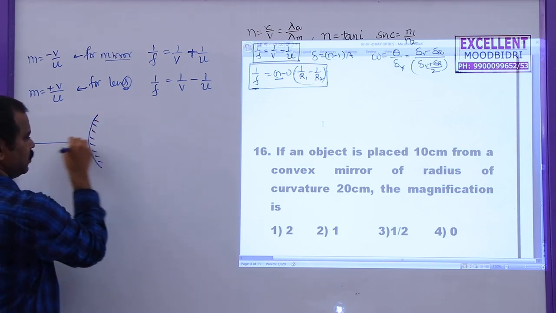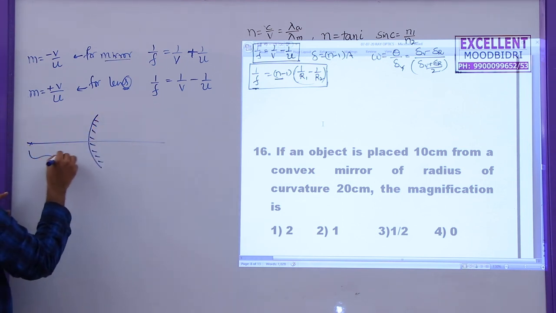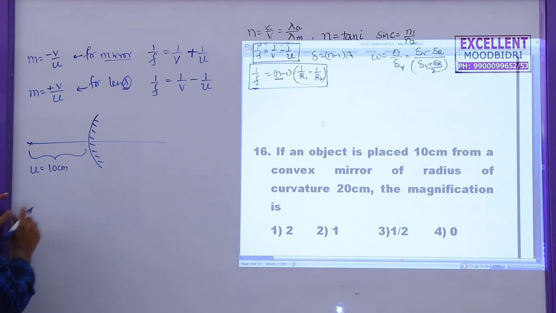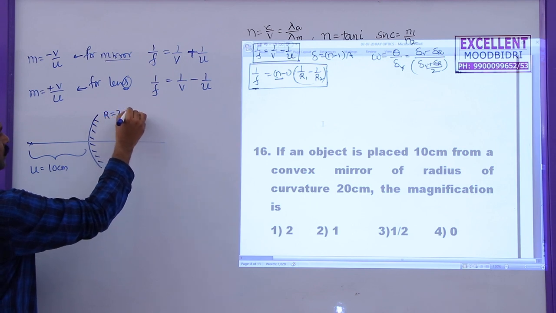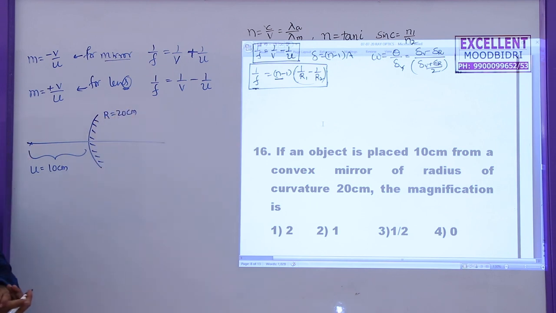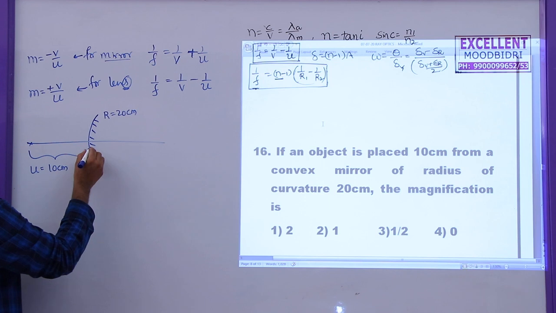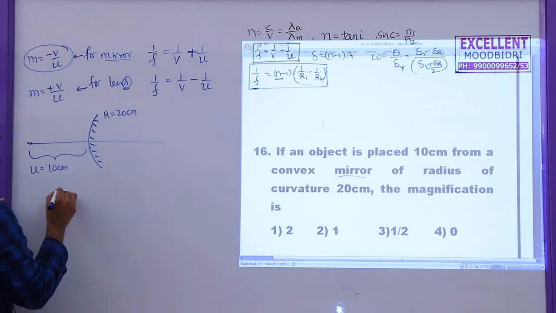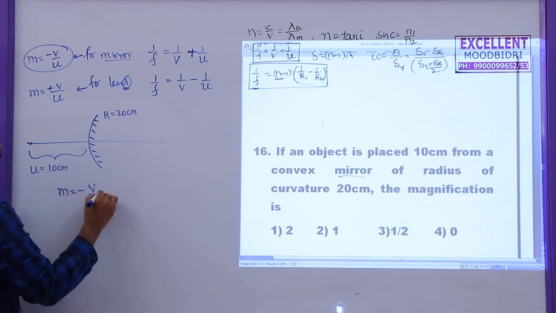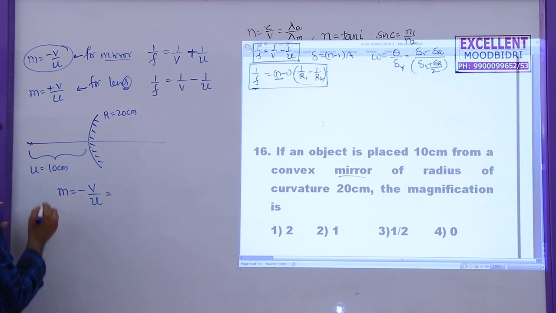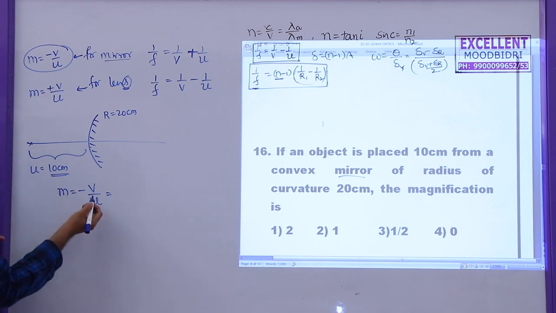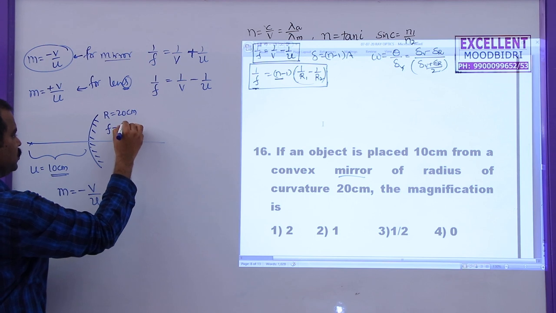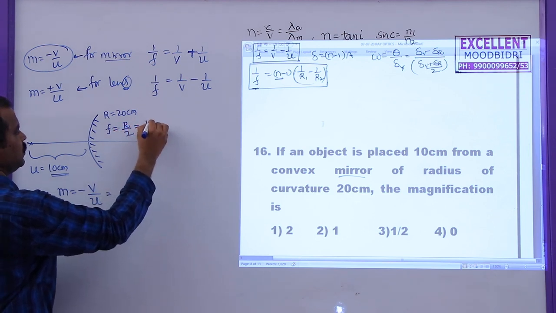Okay, now here, an object is placed in front of a convex mirror, like this. The object is placed at a distance U of 10 centimeters. The mirror's radius of curvature R is equal to 20 centimeters. What is the magnification? Magnification for a mirror is M is equal to minus V by U. U is known and V is unknown.